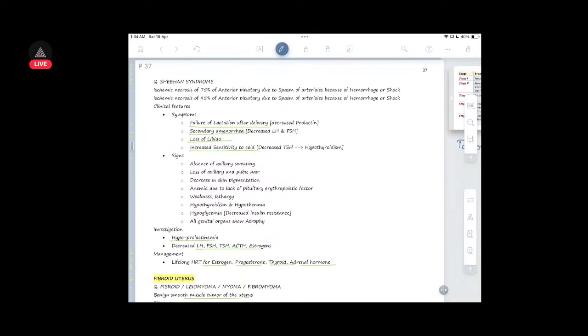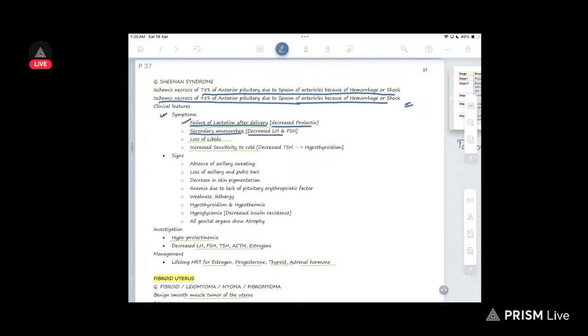Sheehan syndrome is ischemic necrosis of 75% of the anterior pituitary due to spasm of arteries because of hemorrhage or shock. It can be 75 or 95%. Clinical features: there is failure of lactation after delivery, which is decreased prolactin. You have secondary amenorrhea, which is decreased LH and FSH. There is loss of libido. There is increased sensitivity to cold due to decreased TSH, leading to hypothyroidism.